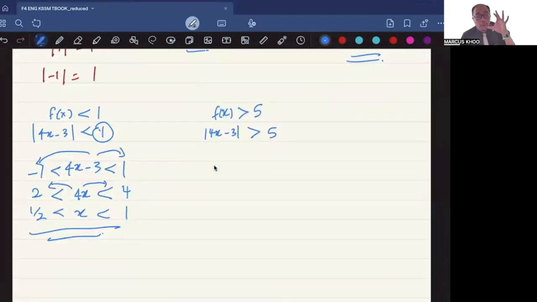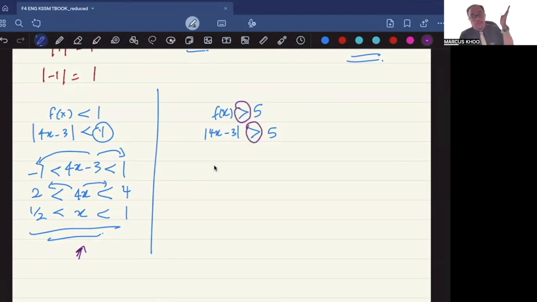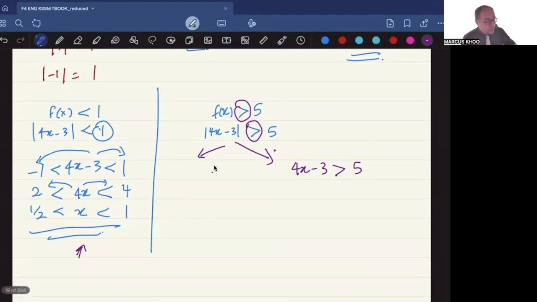Okay, when we open the modulus, it will be very fundamentally different from the one that we saw over here, because of this sign. This sign now is more. So when we open the modulus, on the right-hand side, I'm going to leave the more than 5. This will be 4x minus 3. But on the flip side, because we know when we open a modulus, one will be positive, one will be negative, this will be negative 5. But the symbol will change to less. So 4x minus 3 is less than negative 5.